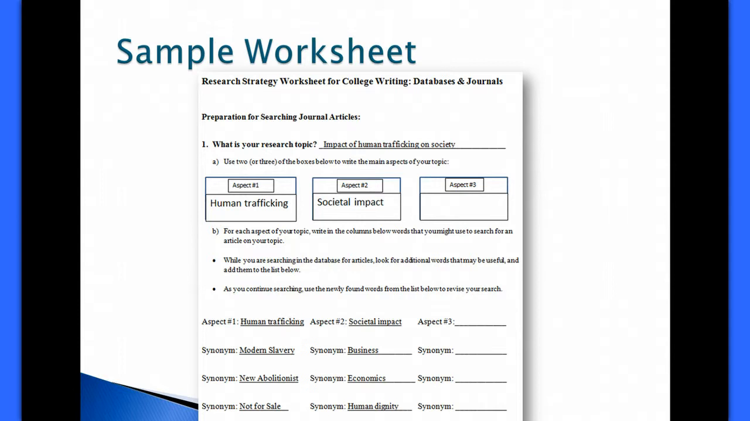aspect number 2. For aspect number 2, because society is such a big, broad concept, the idea here, instead of trying to find other words that mean the same thing as society, what was done here is different words that represent different aspects of society were put down. So you can see where terms that you might write down could be synonyms, or they could be representatives of smaller pieces of a bigger concept.